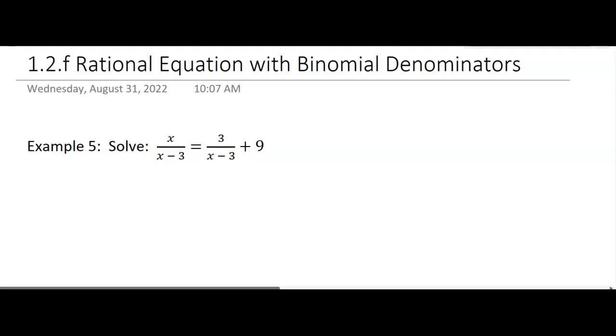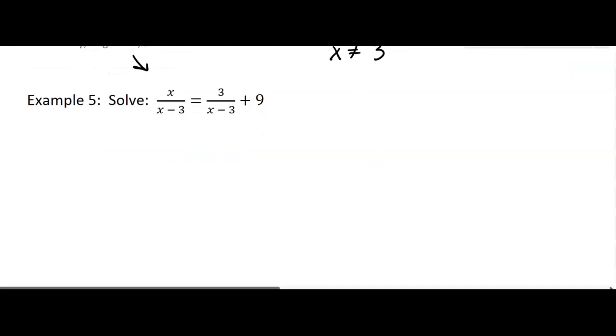Okay, so here's an equation. It's got rational expressions. We want to solve it. By the way, note to self, x cannot be 3. On that last problem, I forgot to check that at the end, but we didn't get 0, so it was okay. But we do need to keep that in mind.